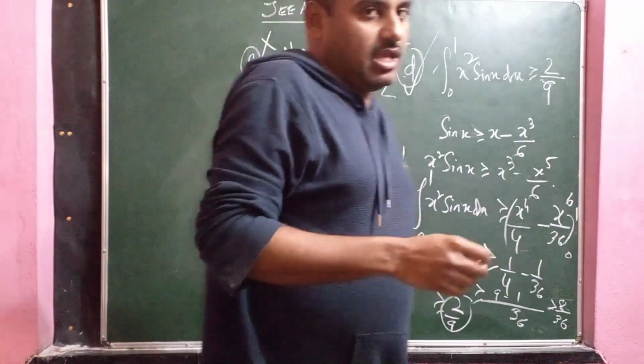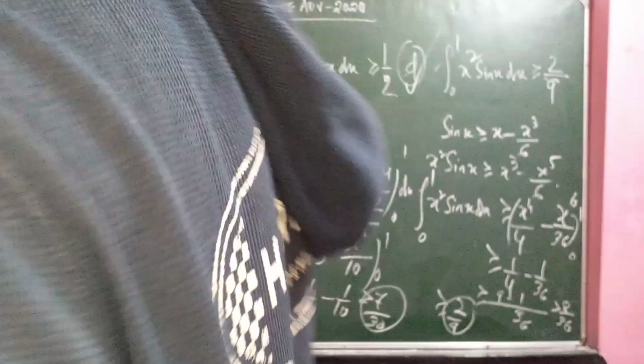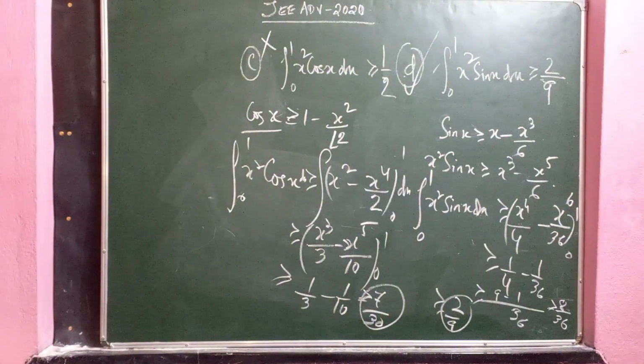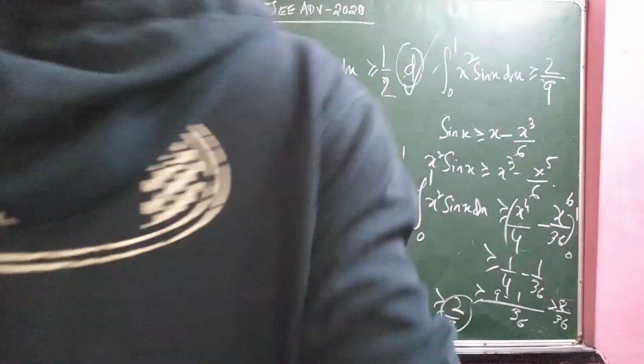A, C and D is correct. A, B and D is correct. B is wrong. So this is 2020, right.